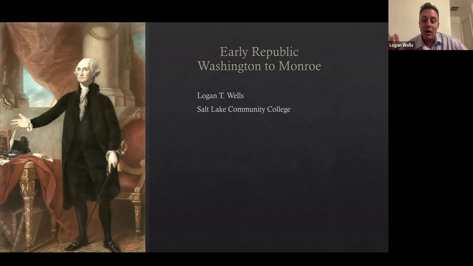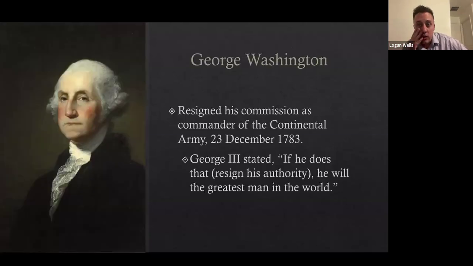The Federalists become a dying party and eventually they die out, right? There are no Federalists alive today. They don't exist. But for a time, the Federalists were one of the two major parties that existed in the United States. Okay, so let's begin with George Washington.